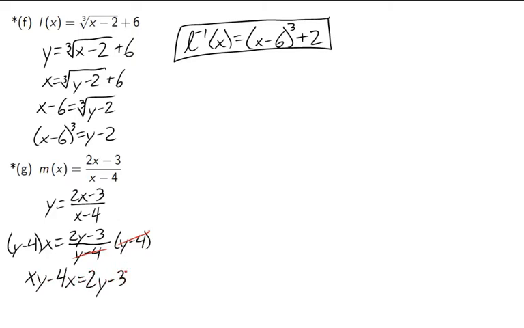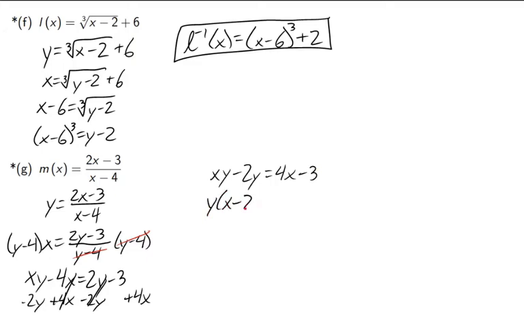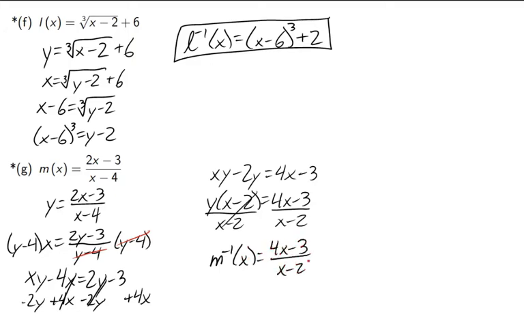And so we'll subtract 2y from both sides, and since I've shown you this trick once before, let's go ahead and add 4x to both sides. That gives me xy minus 2y equals 4x minus 3. Factor out the y, and I'm left with x minus 2. And then divide by x minus 2. And now y was m of x, so m inverse of x is 4x minus 3 over x minus 2.